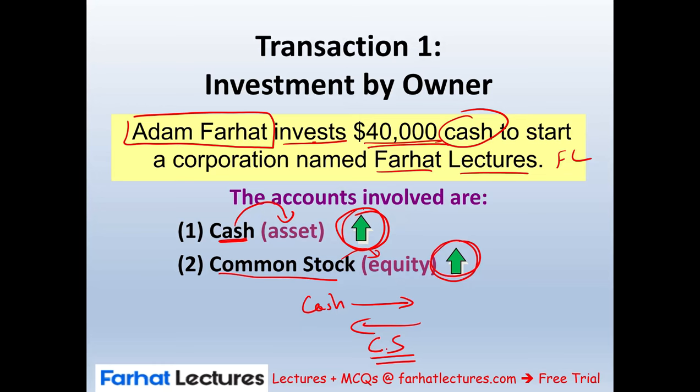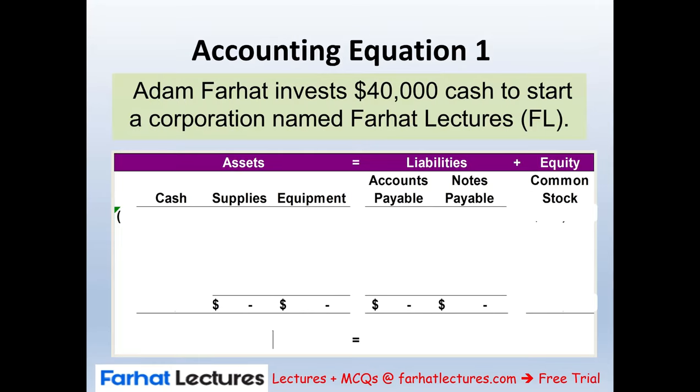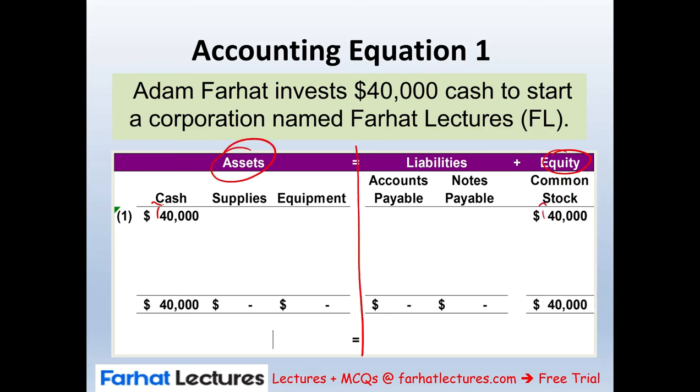Let me show you how we show this under the accounting equation. Under the accounting equation, we have assets increasing by 40,000. Under equity, we have common stock increasing by 40,000. If we look at total assets equal to 40,000, equal to liabilities, which are zero, plus 40,000. And this is a sample of the accounting equation.